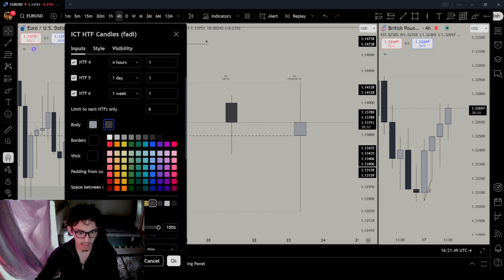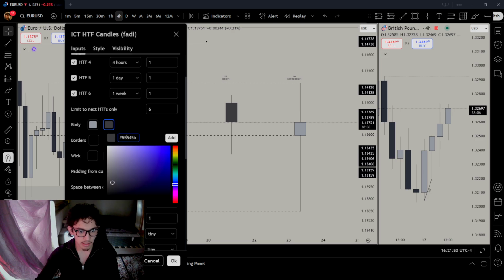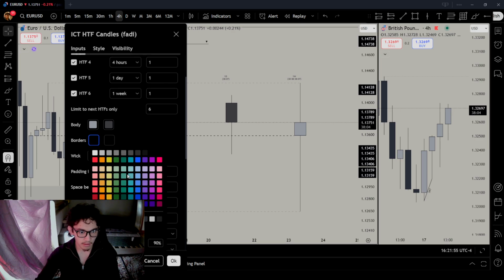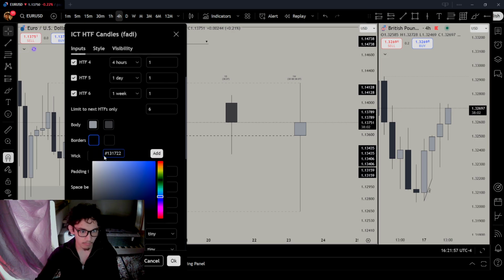You can see this one has, if you want to see the numbers here, you just gotta click the plus button and see the number right over there. And this is for the next one, for the borders and the wick. The border and the wick are the same colors, okay?